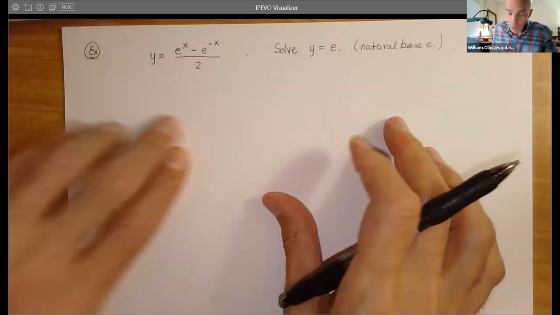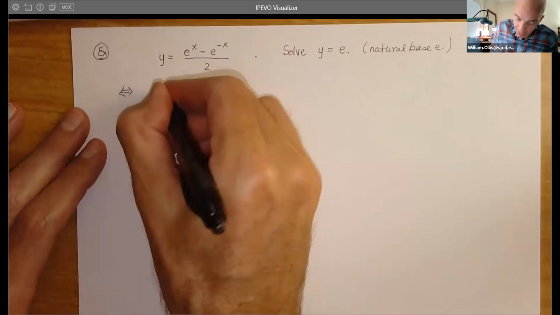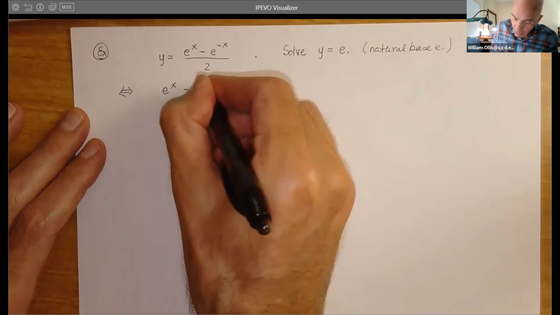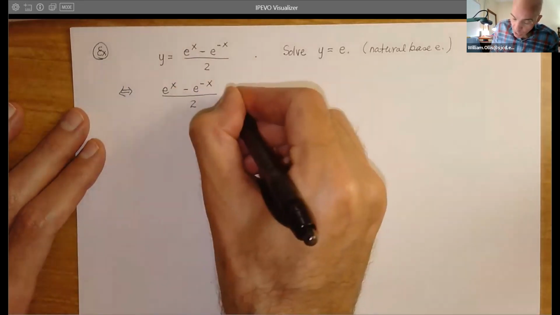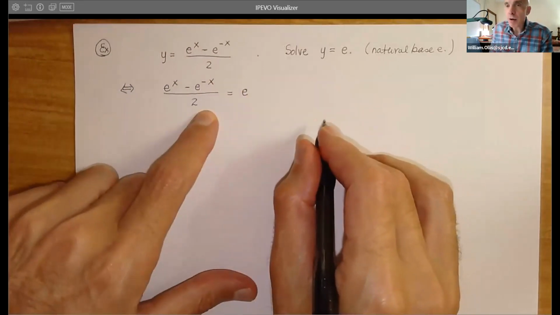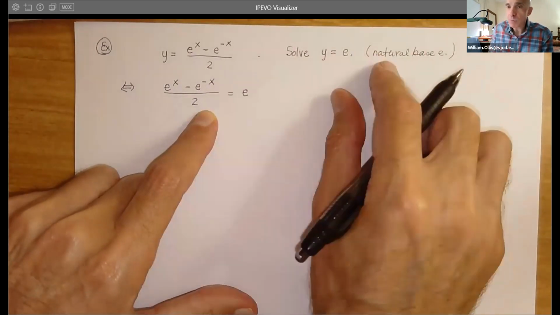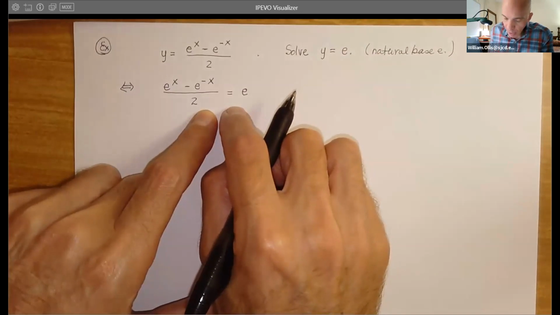Okay, so equivalently, we just say e to the x minus e to the negative x, divided by 2, equals e. So maybe you're doing a WebAssign problem and this is what they say to solve. Maybe that's what you get. You don't even get all the pomp and circumstance here. You just get this. And you look at this and say, okay, well, interesting.